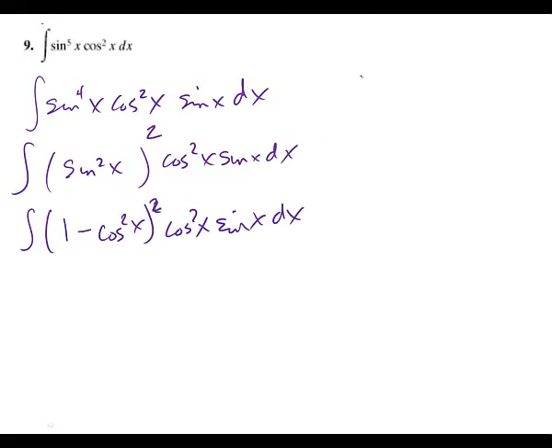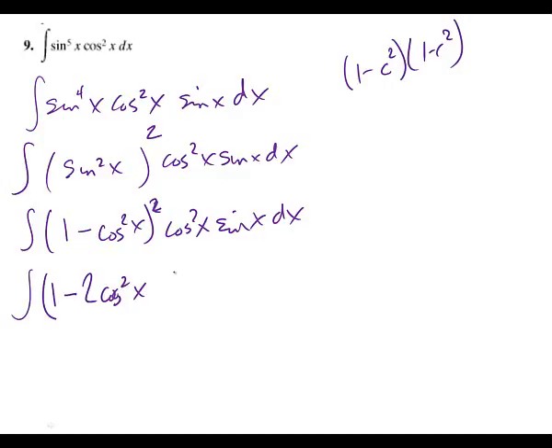Squared means we FOIL that, right? So I really have 1 minus cosine squared times 1 minus cosine squared. So I'm going to FOIL that. What's 1 times 1? 1. 1 times negative cosine squared. And how many of those do I have? 2, so negative 2 cosine squared x. And negative cosine squared times negative cosine squared is? Good.